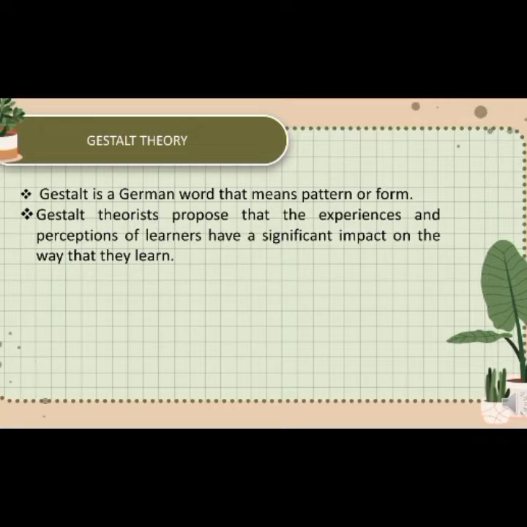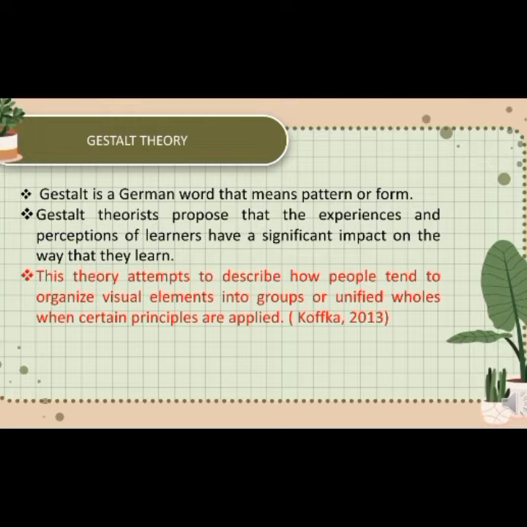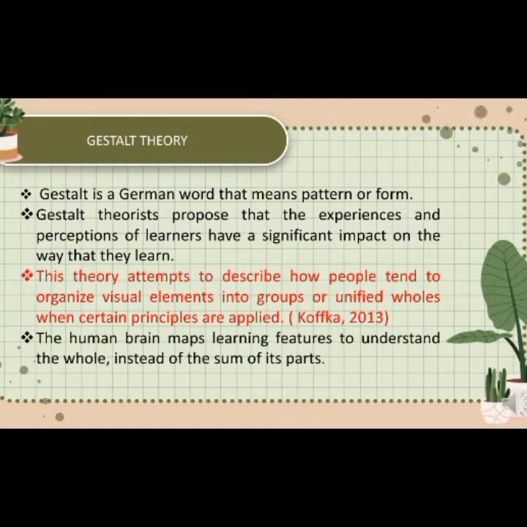Gestalt theories propose that the experiences and perceptions of the learners have a significant impact on the way that they learn. This theory attempts to describe how people tend to organize visual elements into groups or unified wholes when certain principles are applied. The human brain maps learning features to understand the whole instead of the sum of its parts.